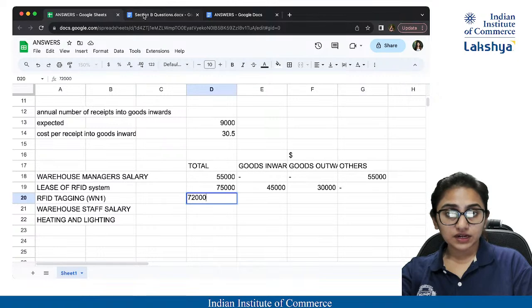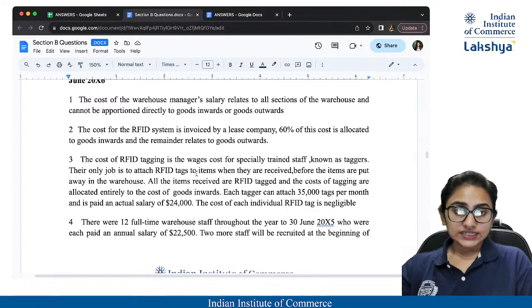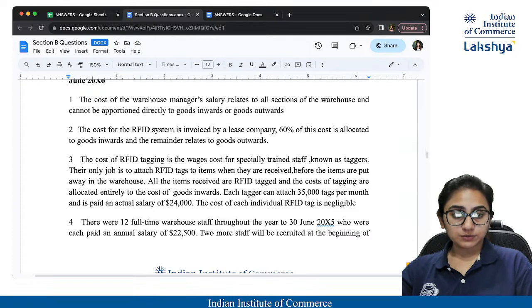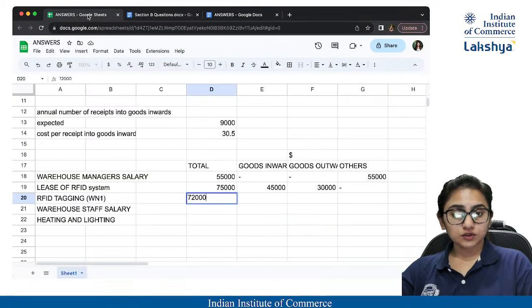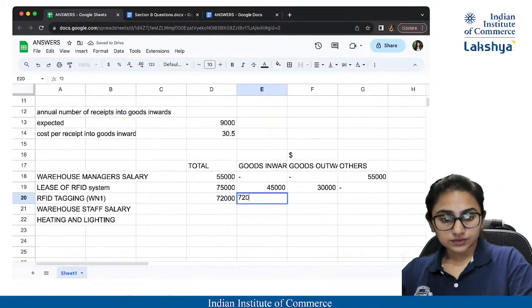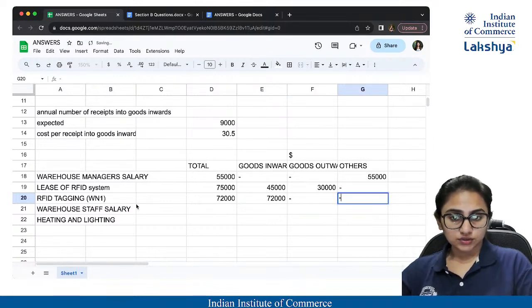Now what they have given regarding this RFID tagging. The RFID tagging is the wage cost for specially trained staff known as taggers. Their job is to attach RFID tags to items when they are received before the items are put away in the warehouse. All the items received are RFID tagged, and the cost of tagging is allocated entirely to the cost of goods inward. So for outward dash, for others dash.